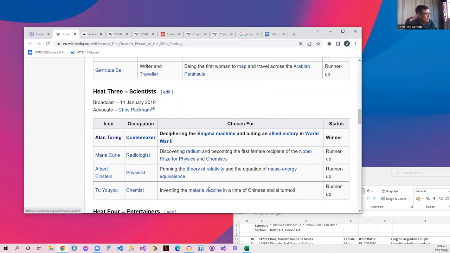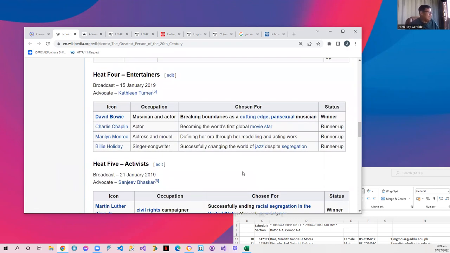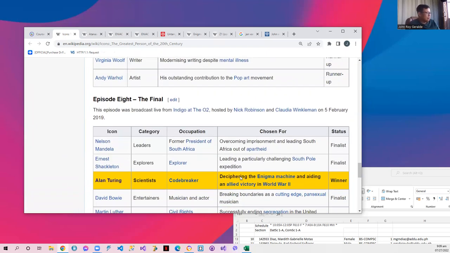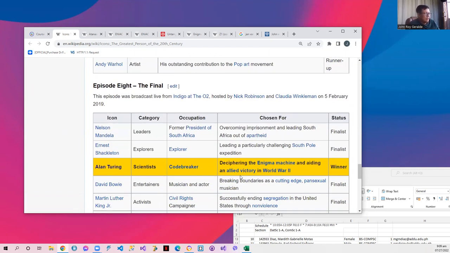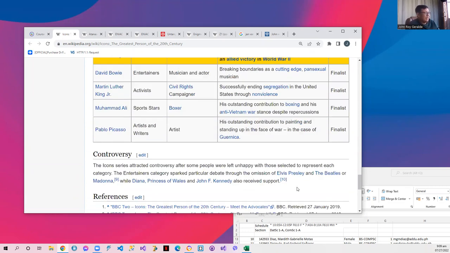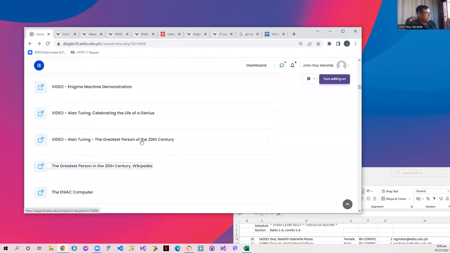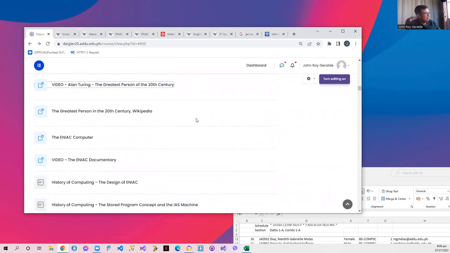for the malaria treatment. Albert Einstein for the theory of relativity, and Marie Curie for discovering radium, and Alan Turing for code breaking. And then the result was, I'm sorry, Alan Turing was awarded the greatest person of the 20th century, the 1900s. So there's the video. You follow? Even better, you can watch the video, okay?